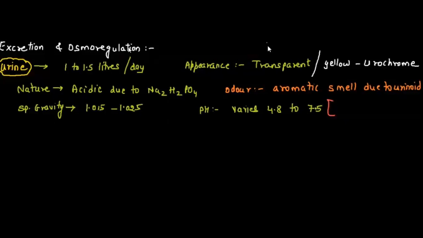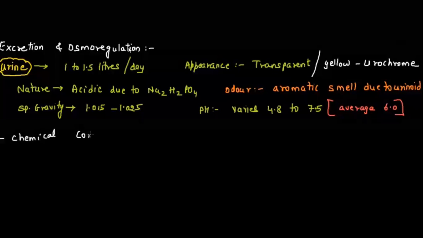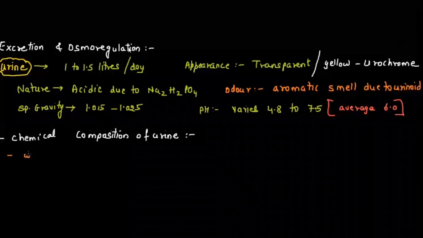The pH of urine is going to vary from 4.8 to 7.5, so it can be slightly alkaline also. But the average pH of urine is 6. Let's look at the chemical composition of urine.